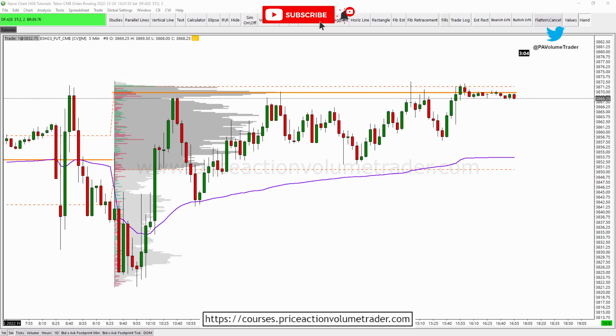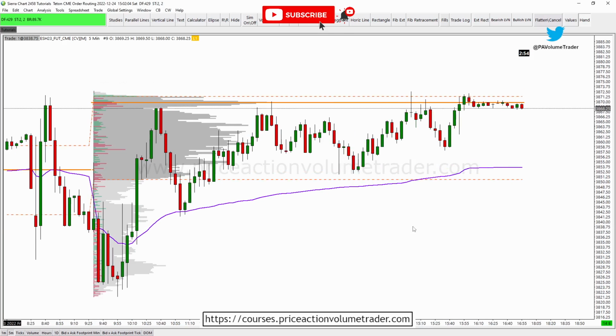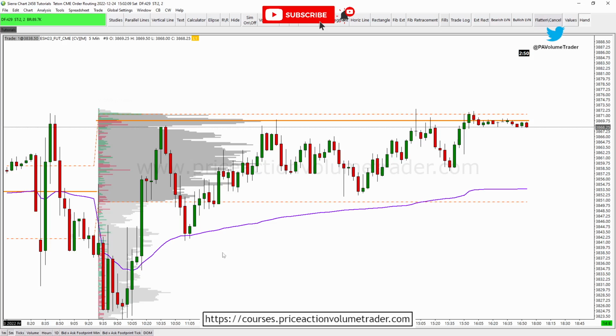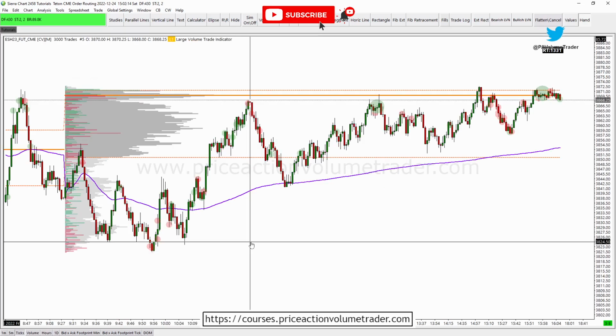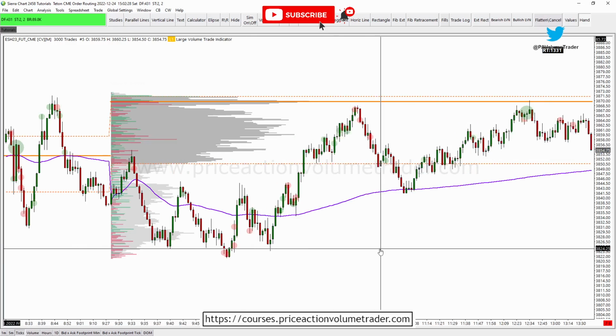So today I want to talk to you about the large volume trade indicator in Sierra. Again, this is just one of their standard free indicators that is included, and for those of you looking for order flow trading, this is going to be a great tool that you can use. I'll just go over the basics of how to put it on, how you can adjust it, and some basics of how this can be useful.